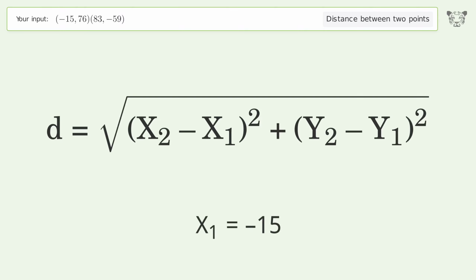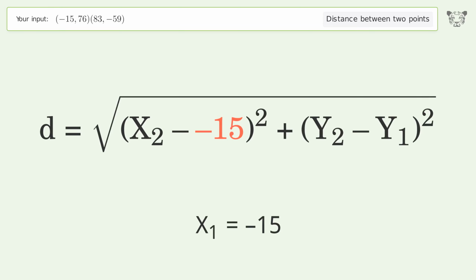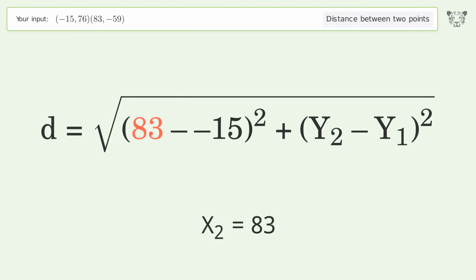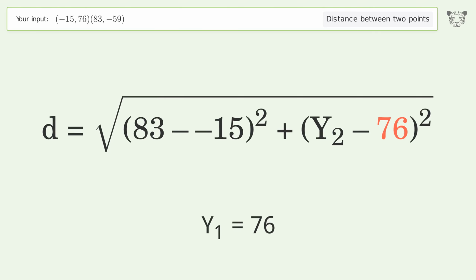x1 equals -15. x2 equals 83. y1 equals 76. y2 equals -59.